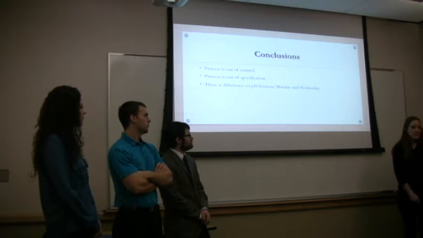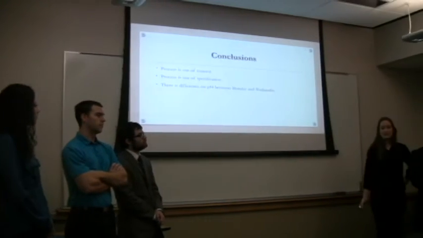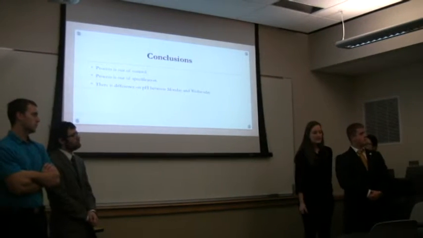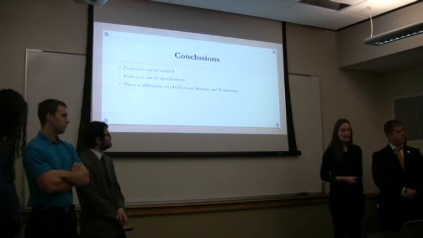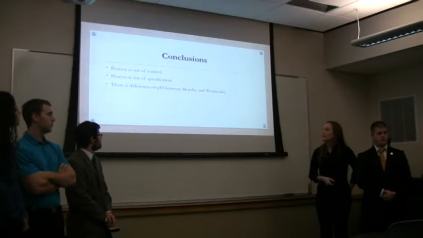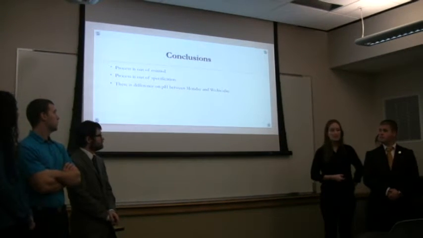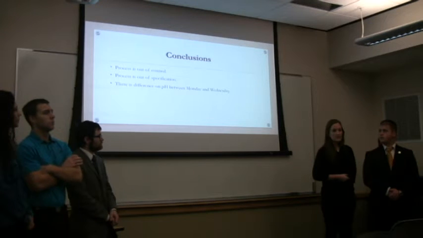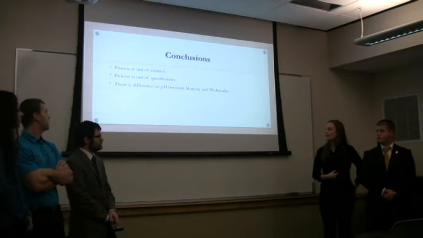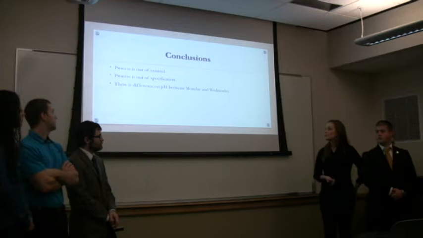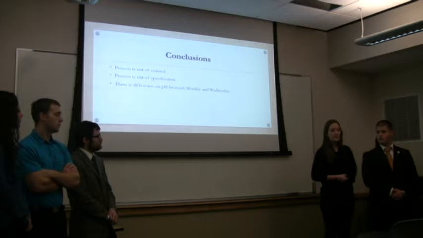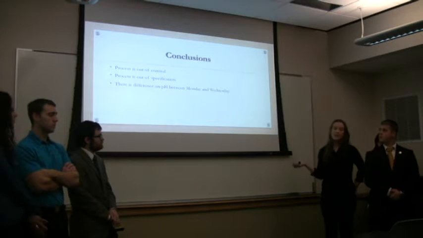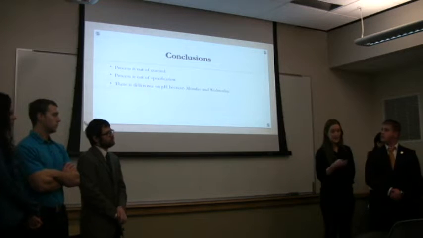Analyzing our results, we can conclude that our process is out of control because there are some points outside the control limits on the X bar and R chart. And through our results from the two-factor ANOVA, we can say there are differences in pH between Monday and Wednesday, and our capability index is less than 1.